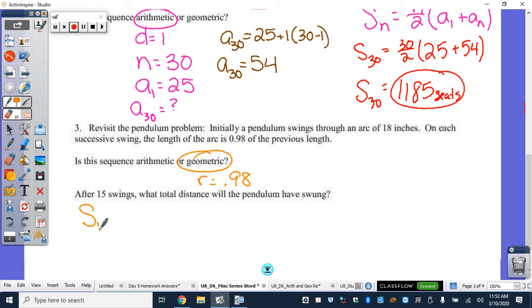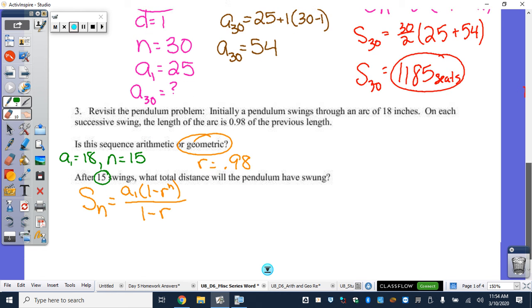So this is our geometric series formula. So let's see if we have all of our information. Do we know our a sub 1? Yeah, what is that? 18. Do we know our n? Yeah, what is that? 15. It's after 15 swings. And I already have my r listed there. My r is 0.98. So we have all the information that we need to know. We can plug this into our formula.